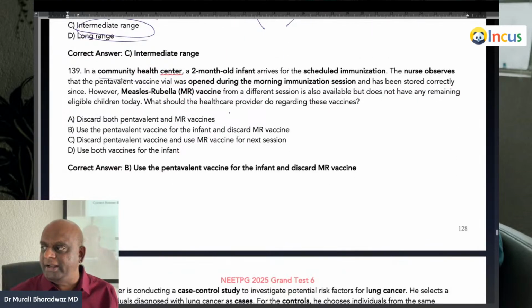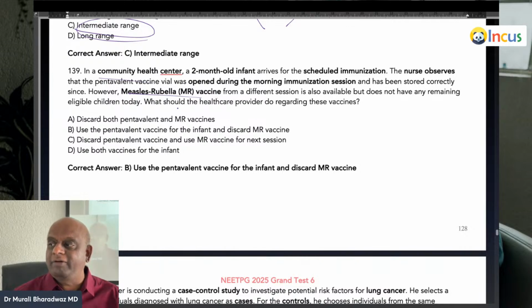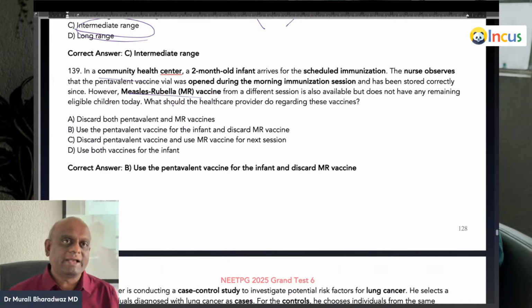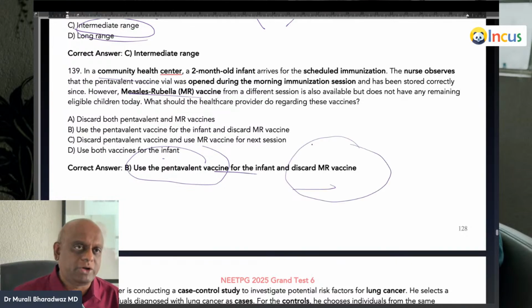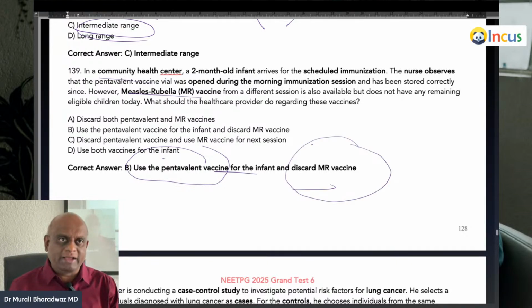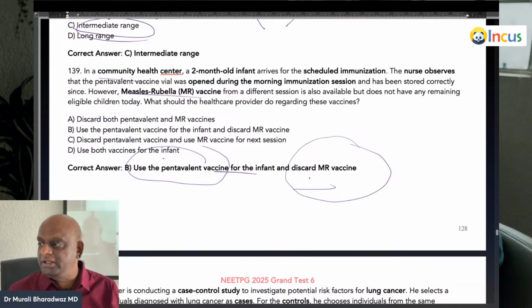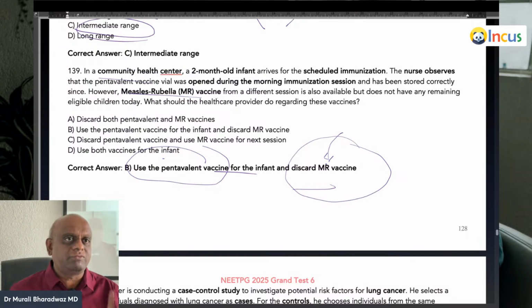In a community health center, there is an MMR vaccine which is open. There is also a multi-vial vaccine. So use the pentavalent vaccine for the infant and discard the MR vaccine. According to WHO, multivalent vaccine, pentavalent vaccine, which is multi-vial, if stored properly, can be retained. Whereas in the case of the MMR vaccine, once opened, within 4 to 6 hours, it needs to be finished.